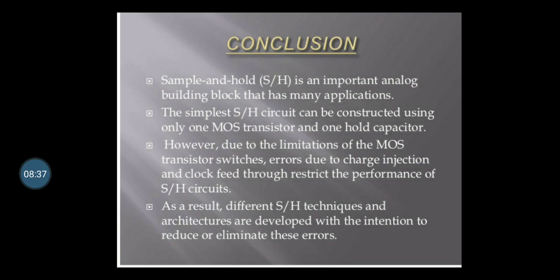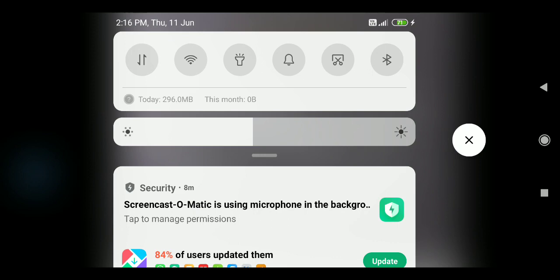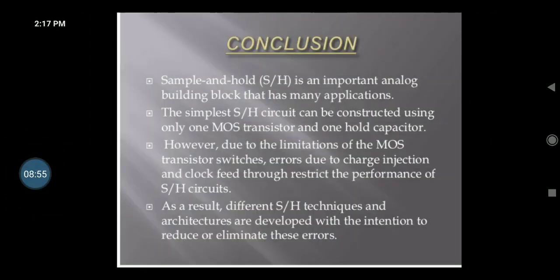Conclusion. So the sample and hold circuit is an important analog building block in many applications. The simplest SH circuit can be constructed using only one MOS transistor and one hold capacitor. However, due to the limitations of the MOS transistor switches, errors due to charge injection and clock feedthrough restrict the performance of SH circuits. As a result, different SH techniques and architectures are developed with the intention to reduce or eliminate this error.